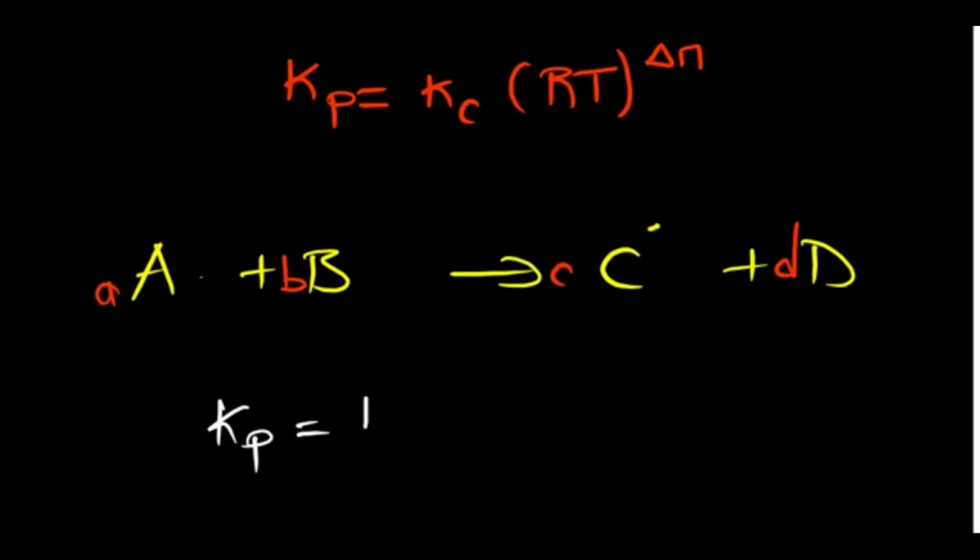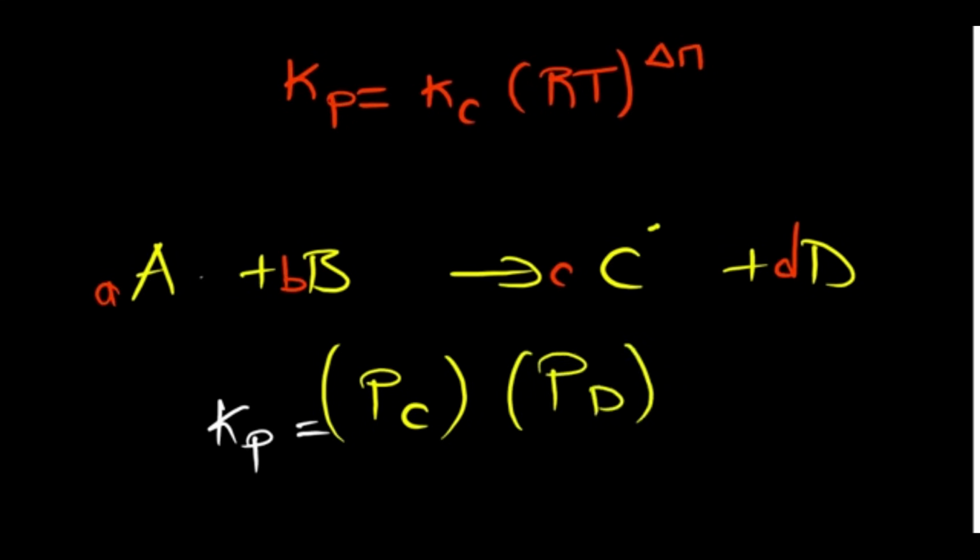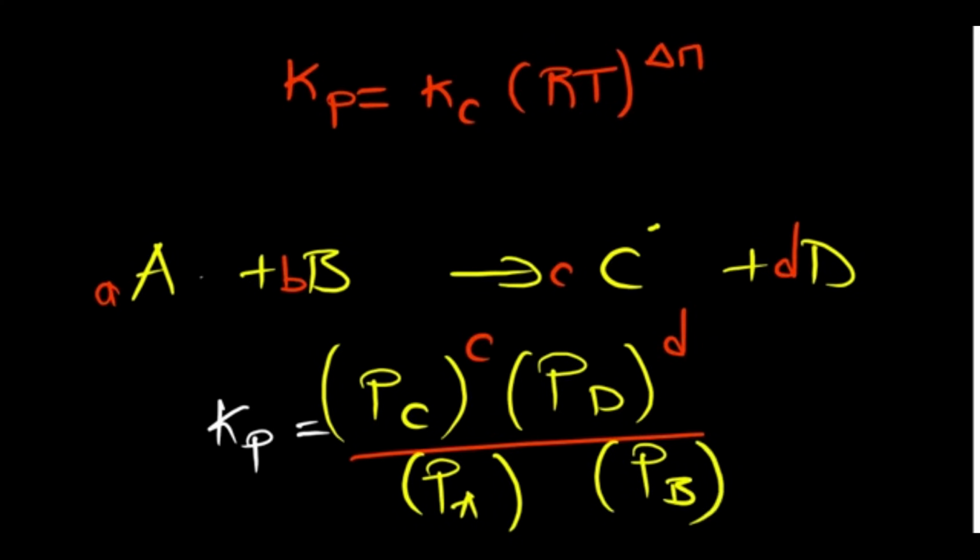So pressure of A, and of course it's supposed to be products over reactants. So for products we have C. So I'll say the pressure of C, pressure of D, and then of course they're supposed to be raised to the coefficients c and d respectively. And then for the reactants we have pressure of A and pressure of B. I do know that you guys already understand where all these are coming from. This is the Kp expression in terms of pressure.